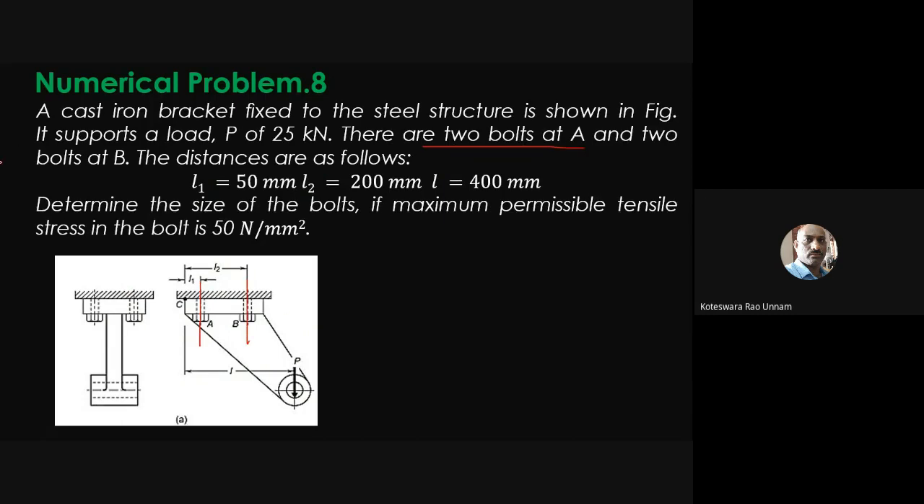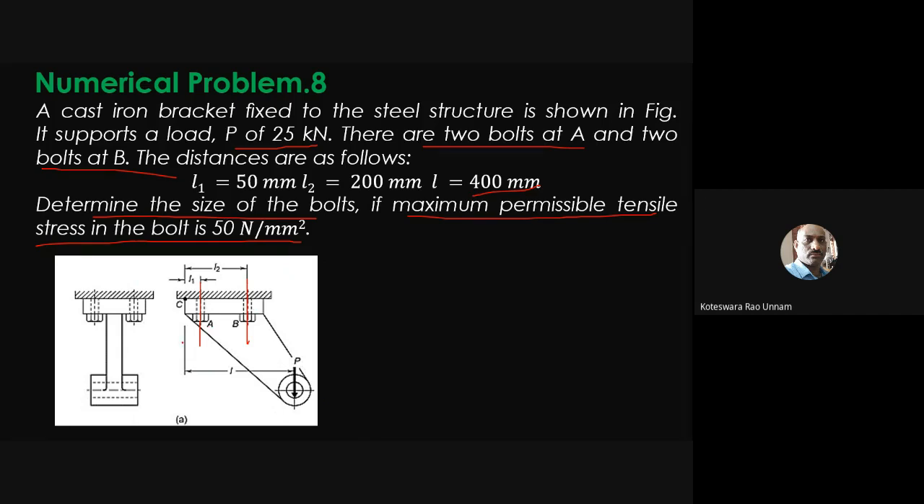In the problem description, he has given that. Okay, right. So the cast iron bracket is fixed to the steel structure as shown in the figure. Supporting load is given as 25 kilonewtons, and he said that there are 2 bolts at location A and 2 bolts at location B, and the eccentricity of that load from the point of tilt is 400 mm. Then determine the size of the bolts if the maximum permissible tensile stress in the bolt is 15 Newton per mm square. So that means the permissible tensile stress in each bolt is only 15 Newton per mm square. So then for that, what should be the size of each bolt?